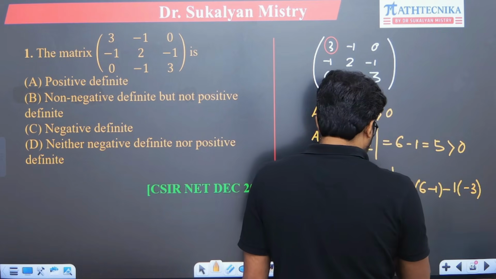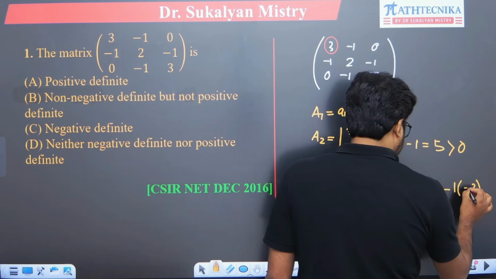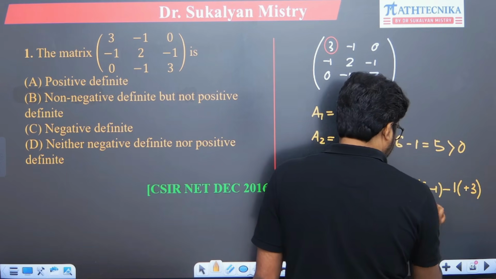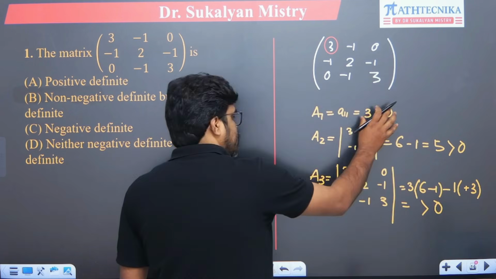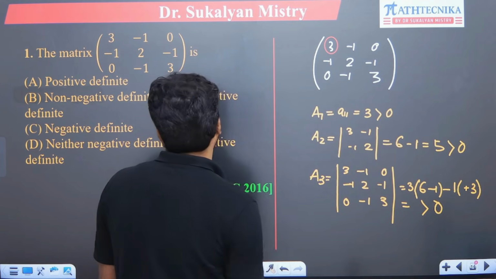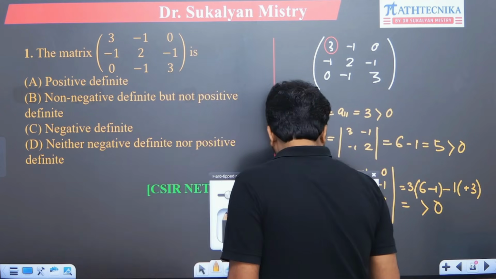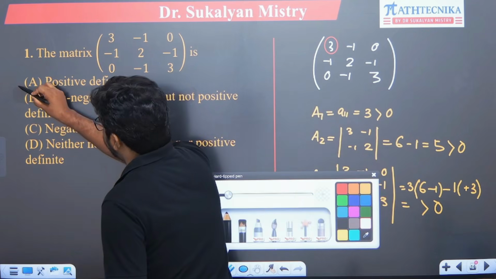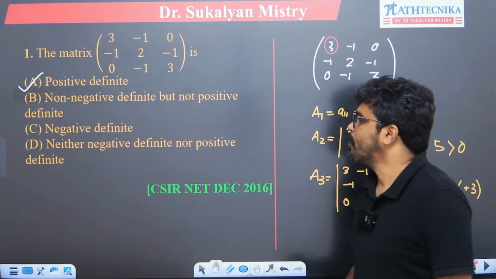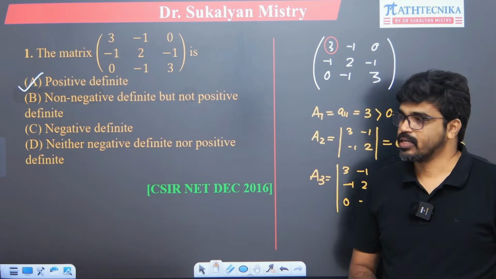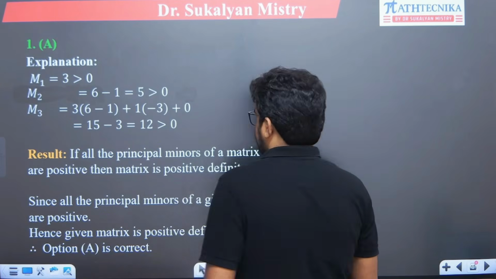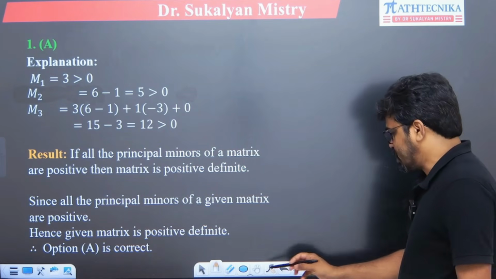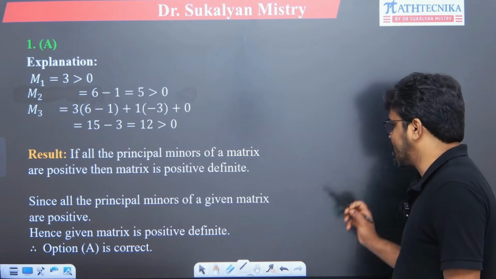Okay, -1 into +3, that means -3. So ultimately that means that is positive, right? So A1 is positive, A2 is positive, A3 is positive. So this is positive definite, that is, the quadratic form must be positive definite. Clear? Okay? So it is a very important result.